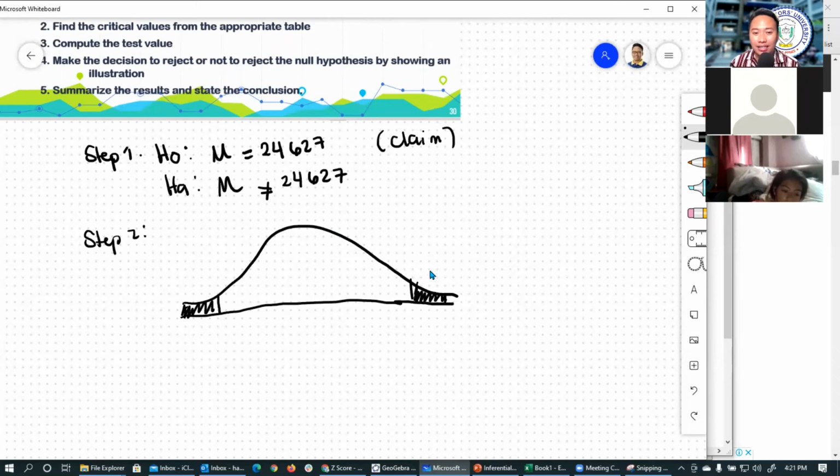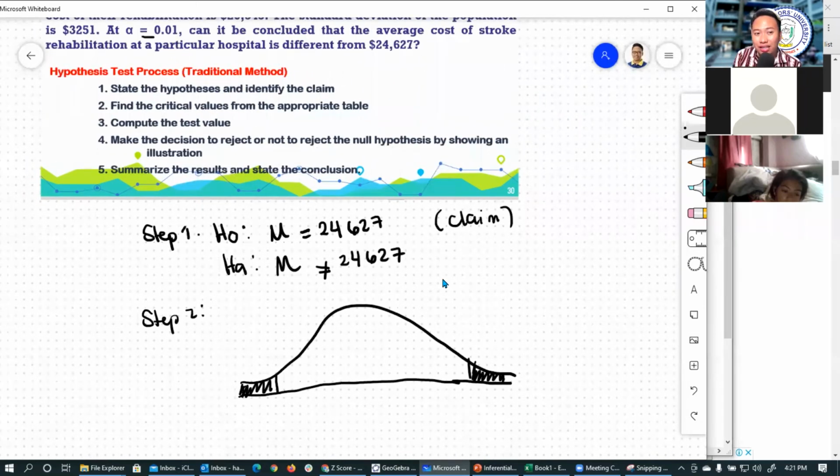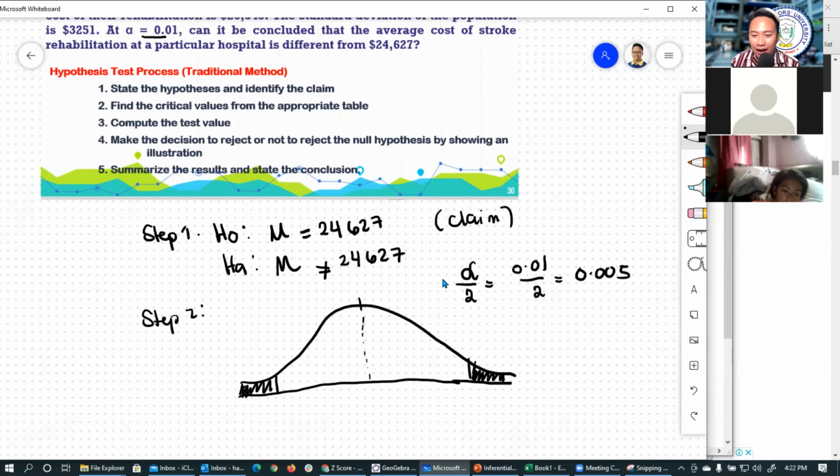Now, the problem here, guys, is we're given an alpha of 0.01. So where does the alpha of 0.01 go? Here or here? That's a good question. What you're going to do is divide the alpha by 2. That's 0.01 over 2, which gives us 0.005. So that means the area of each shaded region is 0.005. This one here has an area of 0.005. Are we good? Now, what's the area of the non-shaded region?